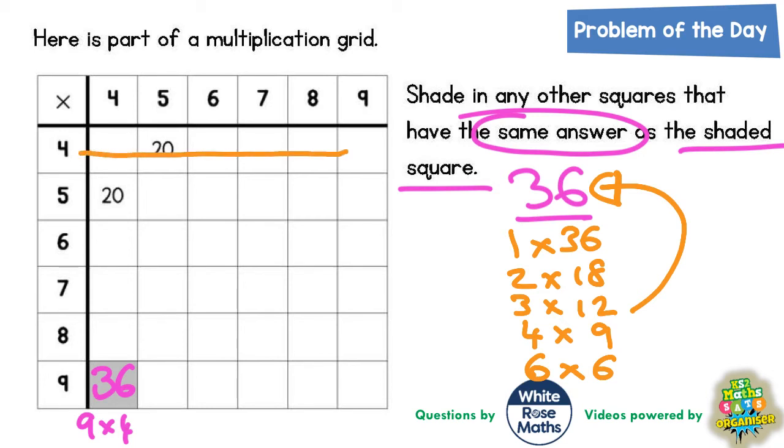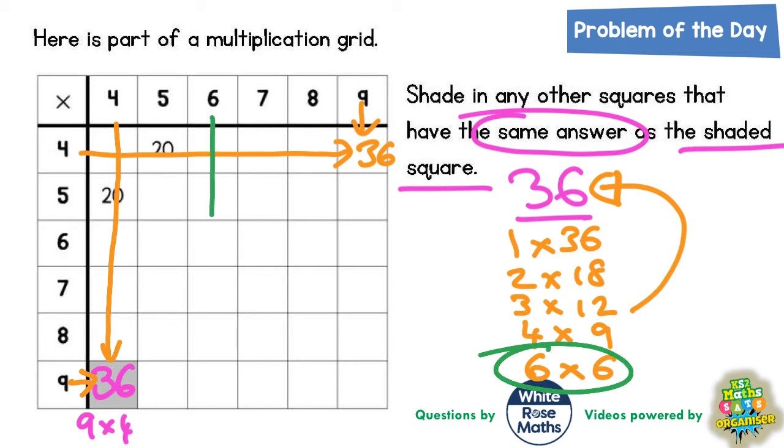We've got 4 times 9 going that way, so that would be 36. And the other 4 times 9 is the one going down from 4 here and across from 9 here. So that's already the 36 that we've got. But there is also going to be a 6 times 6 at the bottom here. Well, 6 times 6 is going to be pointing towards this square. So that's also going to be 36.